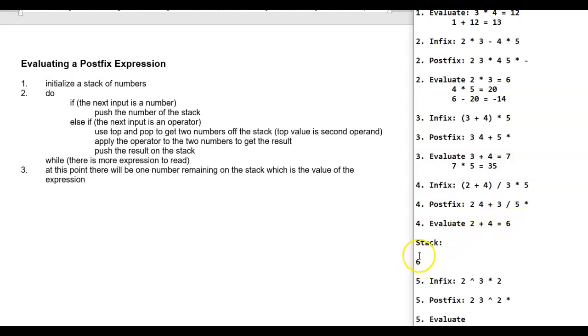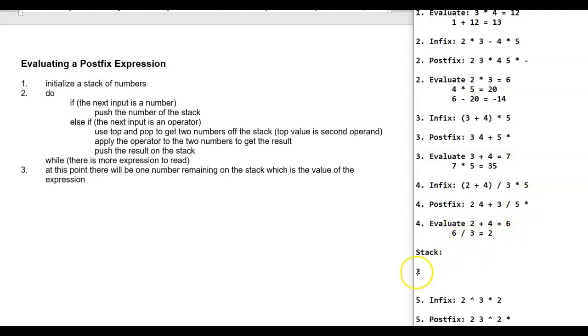And then we've got 3, so we're going to push 3. And then we've got division, right? So here you've got to be careful because this is going to be 6 divided by 3. You've got to remember the first one that you take off becomes the right operand, and this becomes the left operand. And 6 divided by 3 is 2. And we push the 2 back on the stack.